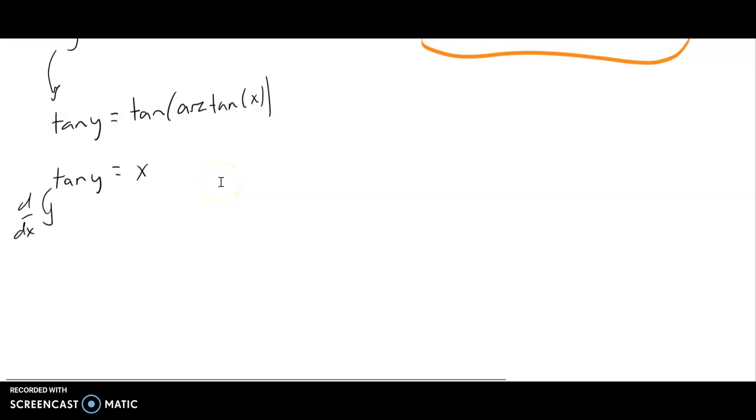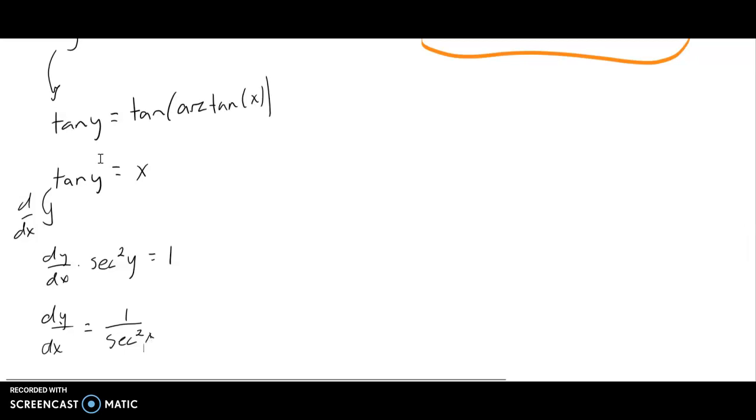Take the derivative with respect to x. I get dy over dx times the derivative of tangent, which is secant squared of y, because the input here for the tan is y. And then the derivative of x is just 1. From there, I divide by secant squared of y, so dy over dx is equal to 1 over secant squared of y.